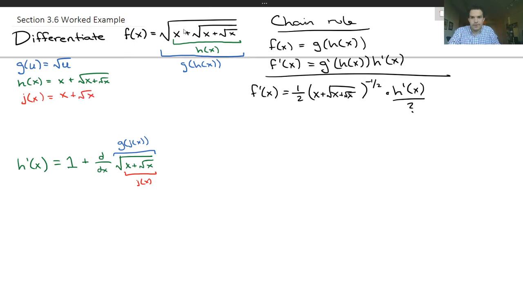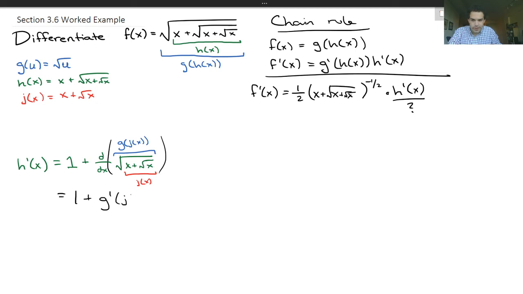And so the derivative of this is the derivative of g of j of x. And so that's going to be 1 plus g prime of j of x times j prime of x. Okay? And we know what g prime is, and j prime this time is not going to be hard. No extra chain rules, just a sum of 2 power rules. So we can compute that.